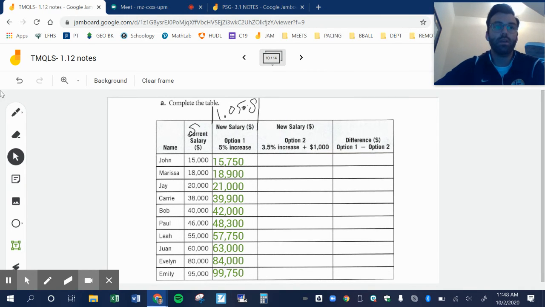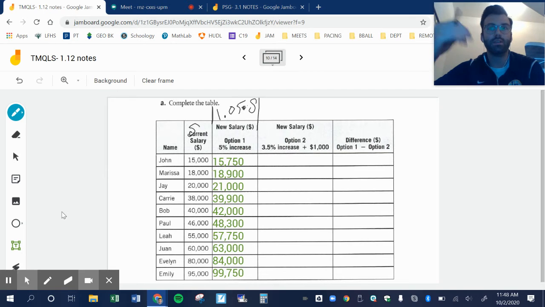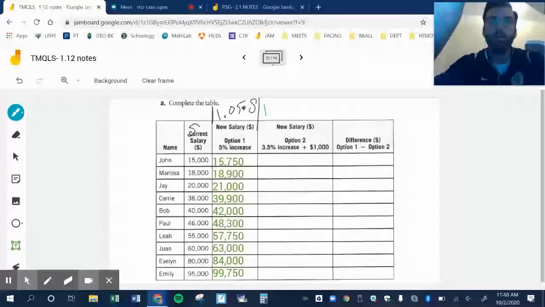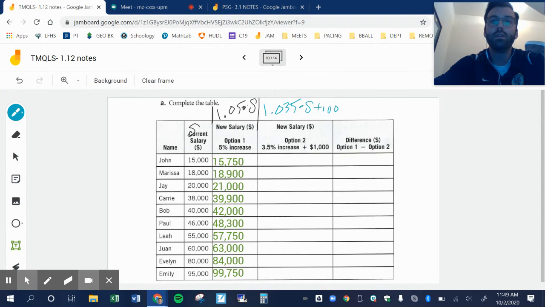Let's try option 2 now. It's a 3.5% increase plus $1,000. 3.5% as a decimal is 0.035, right? So I'm really going to do 1.035 times my salary, S, plus, then again, I have to add that 1,000. I'm going to add the 1,000 at the end.